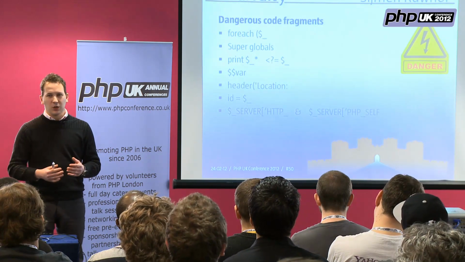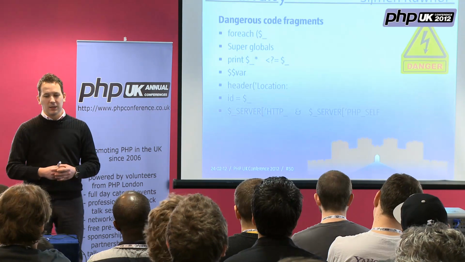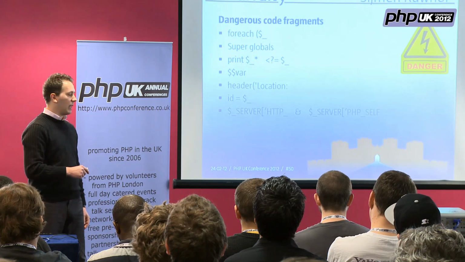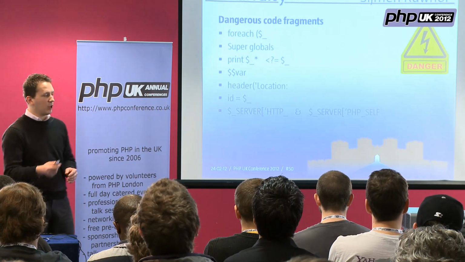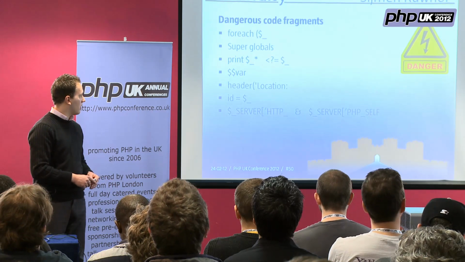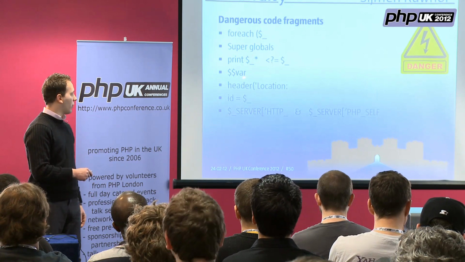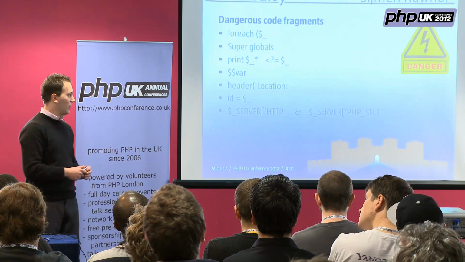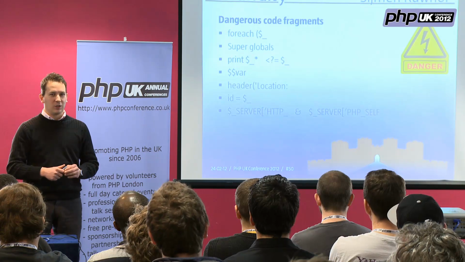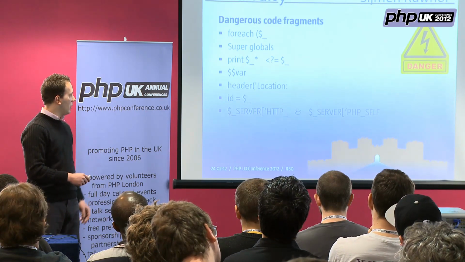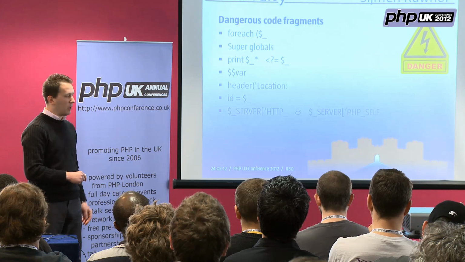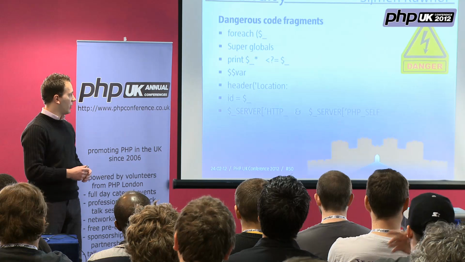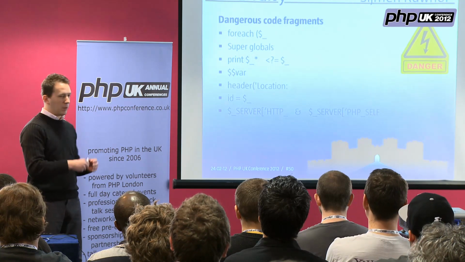Also, I search for dangerous fragments of code. For instance, when a superglobal is printed directly without being validated, you have a great chance of a cross-site scripting vulnerability. Or if you have variables like that, it could mean that someone is undoing a register globals setting. Also, if you're redirecting the user to another page, be sure you use an exit statement after the redirection. Otherwise, your script won't exit.